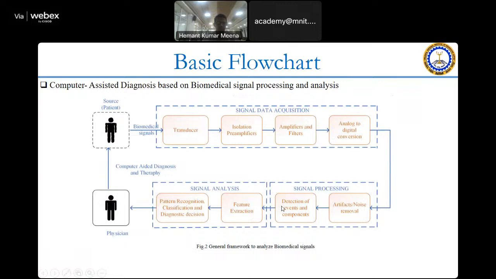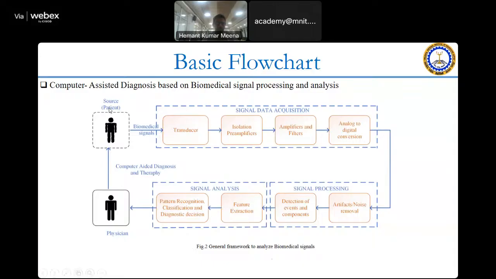Now the basic flow chart. See what happens in reality, how signal processing and machine learning work. Because remember one thing, a key thing in research: once you are aware of the actual flow of what is going on, things are very simple to analyze.